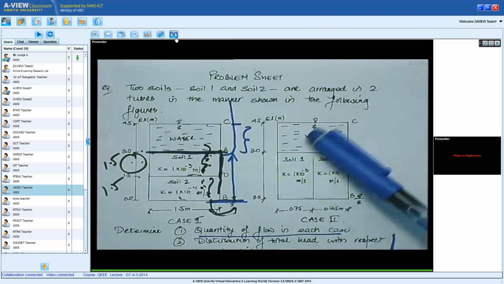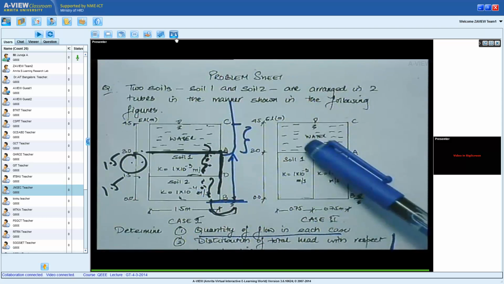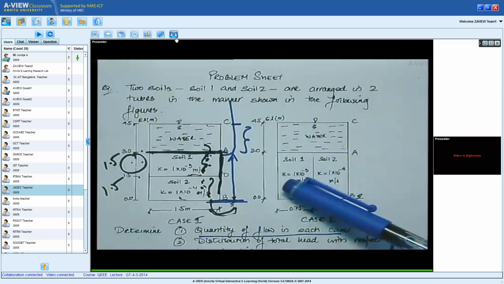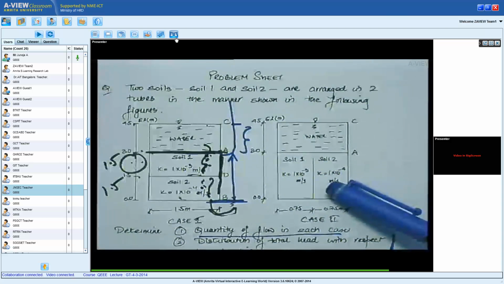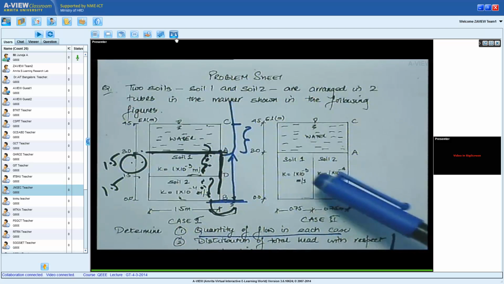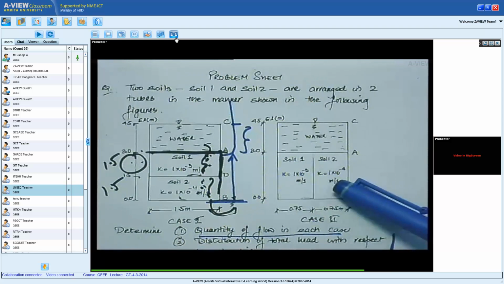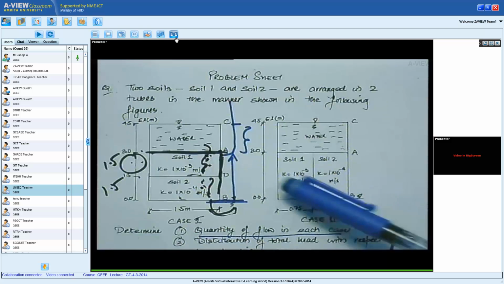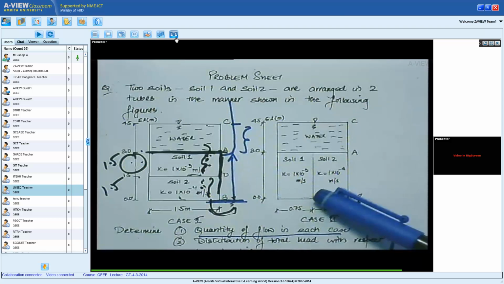So when the water comes out at B, it's obvious that the water which comes out at B should be the sum of water which comes out from soil 1 and soil 2. Or can I say the total flow in this case should be flow through this one and flow through that one. Q equals to K i A, so Q equals Q1 plus Q2. The flow in the previous case was the same, but in this case the flow is not the same.